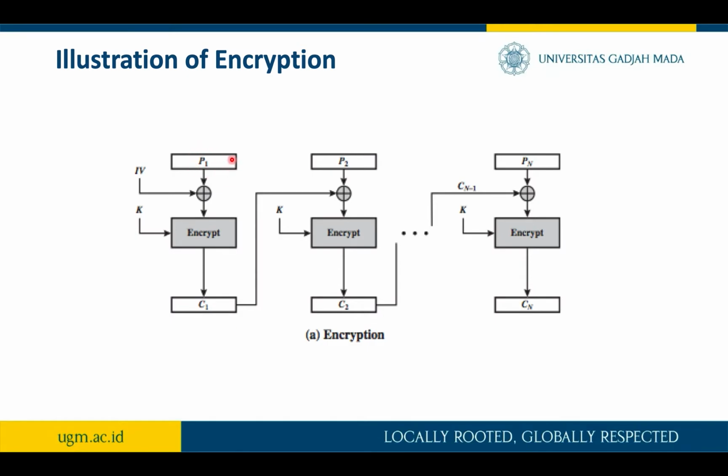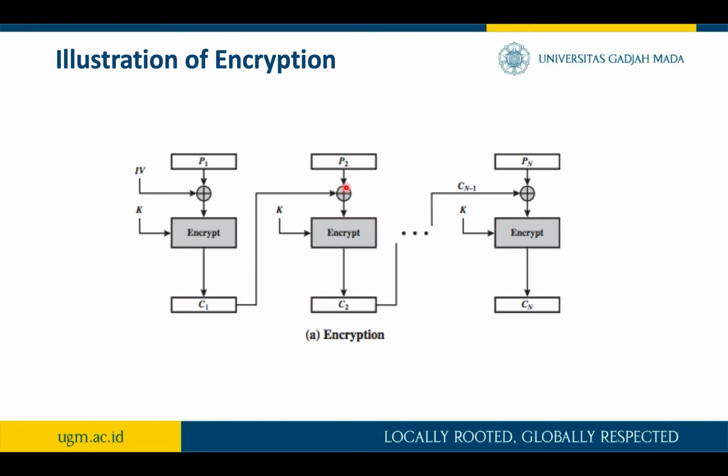So P1 here is the first plain text block. It is XORed with the initial vector, and then the result will be encrypted using the key K, and it produces the first ciphertext block. So this is the first ciphertext block. Now, what about the second block of plain text? It must be XORed first with the previous ciphertext block.